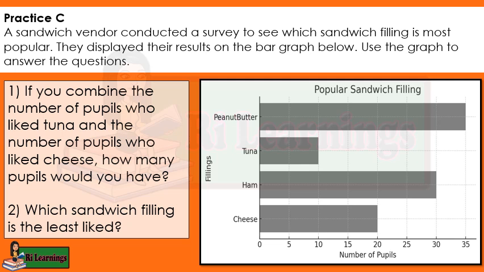Practice C. A sandwich vendor conducted a survey to see which sandwich filling is most popular. They displayed their results on the bar graph below. Use the graph to answer the questions. 1. If you combine the number of pupils who liked tuna and the number of pupils who liked cheese, how many pupils would you have? 2. Which sandwich filling is the least liked?